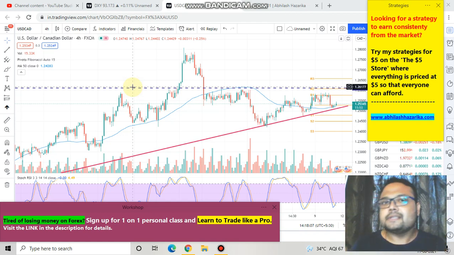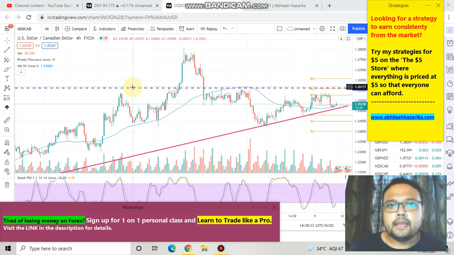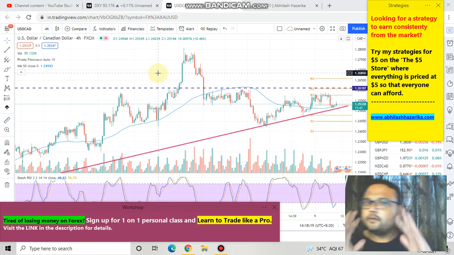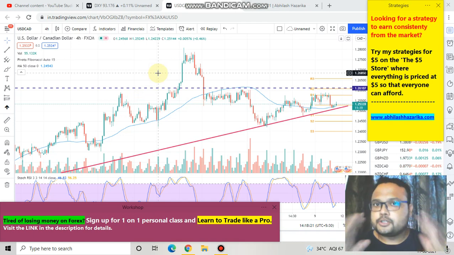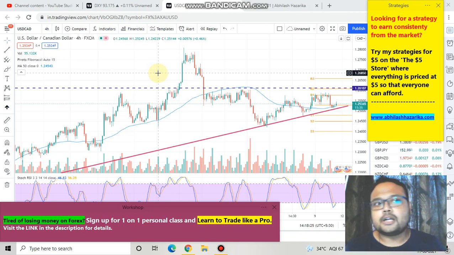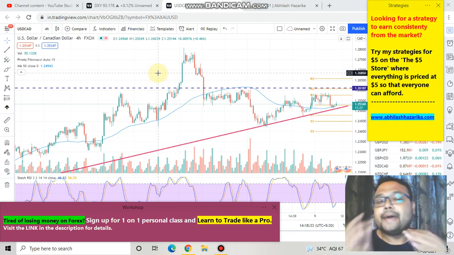Following the trend means if a market is in an uptrend, we should mainly look for buying opportunities, and if a market is in a downtrend, we should mainly look for shorting opportunities. And this market is in an uptrend, therefore we should mainly look for buying opportunities. Isn't it? But there are certain complications on the chart of USD CAD that we need to understand, and there are certain factors that you must understand so that you do not take any bad decision.